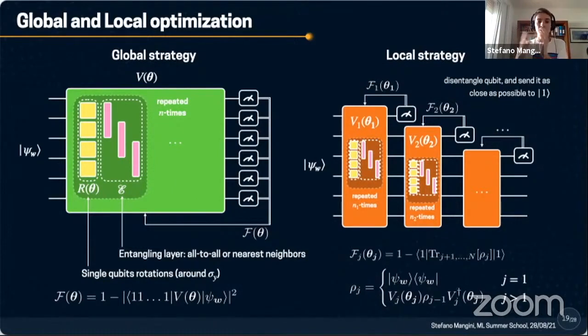You repeat the structure for a given number of times, for a given depth, and you measure all qubits. You measure some loss function, some fidelity, for example, and you update the parameters inside the circuit in order to find a good enough approximation.